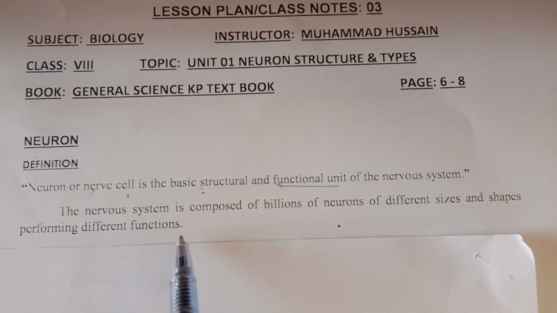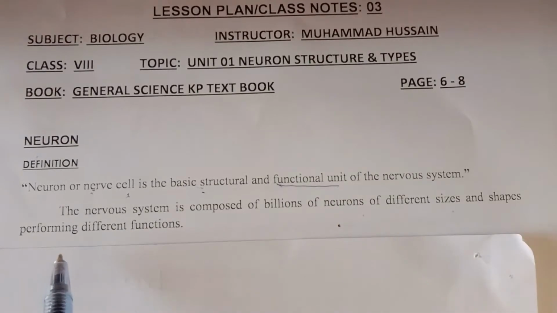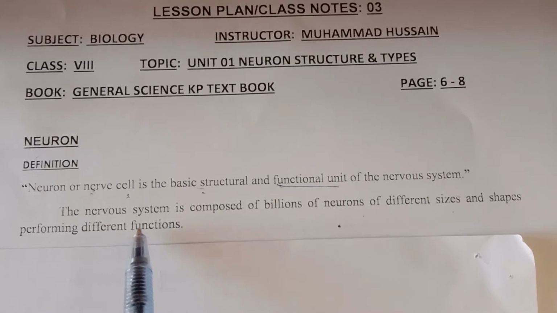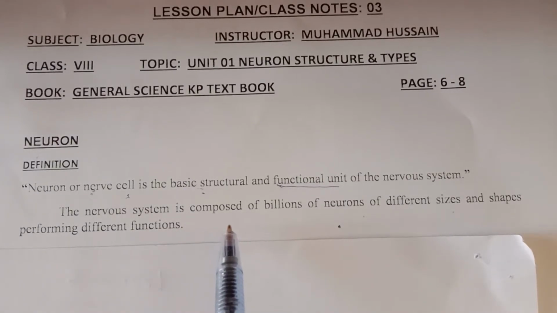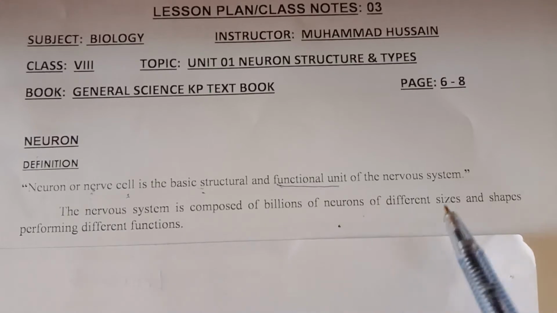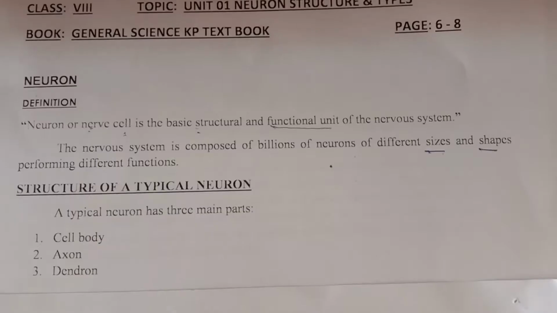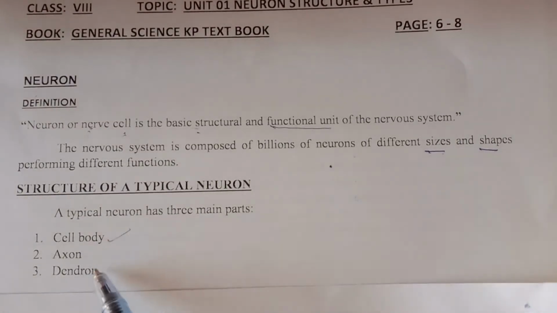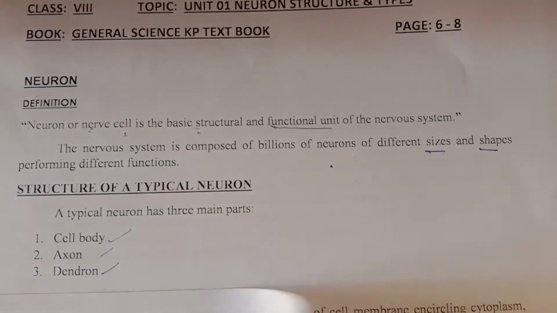The nervous system is composed of billions of neurons of different sizes and shapes performing different functions. Different types of neurons are present in the nervous system, and these neurons differ from one another on the basis of size and shape. Now, structure of neuron. The typical neuron is made of cell body, axon, and dendrites. These are the major parts of a typical neuron.